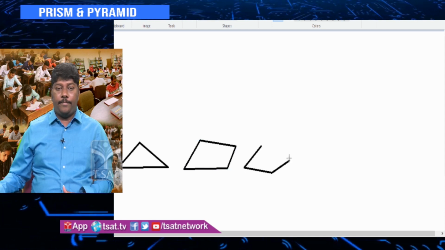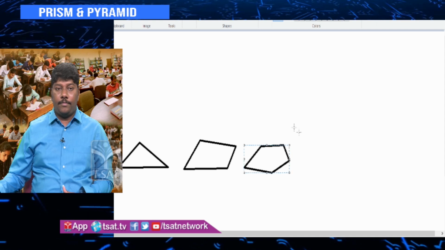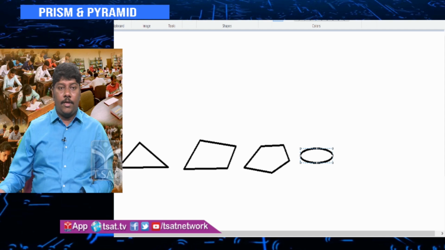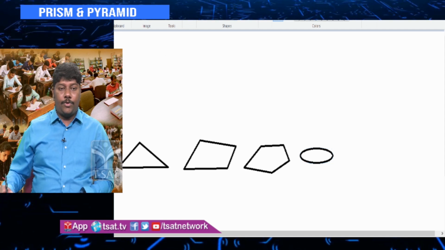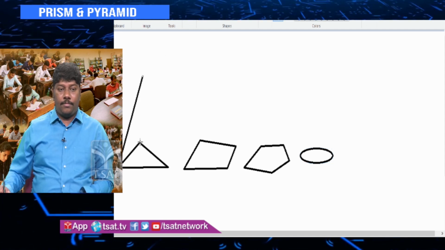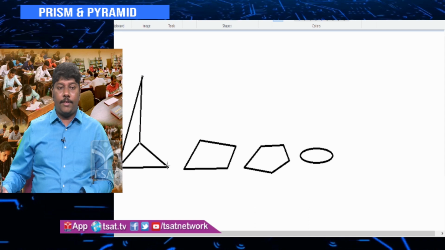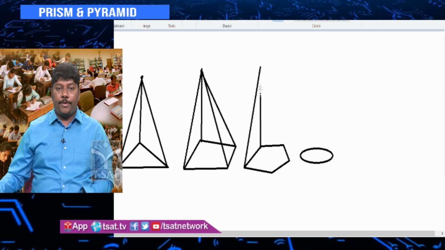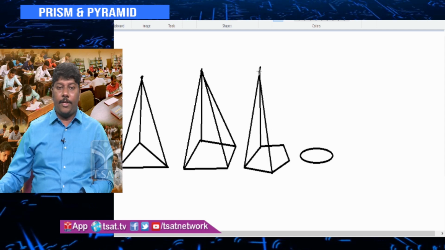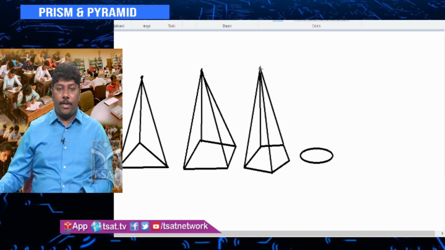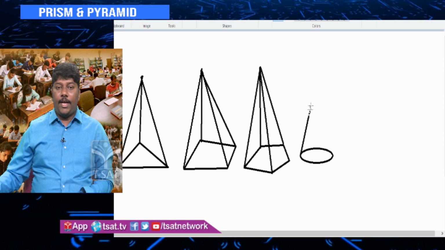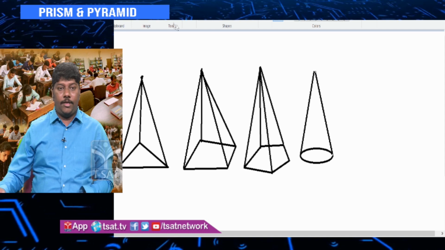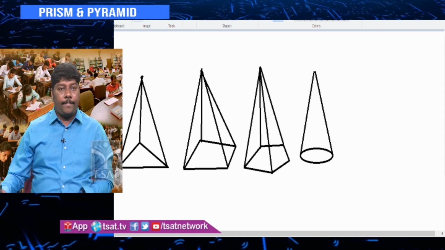I'm just taking a pentagon, taking a circle. A circle is a polygon with infinitely many sides. You join all these vertices to a point, then we will get a pyramid. So this first one is a triangular pyramid, second one is a quadrilateral pyramid, third one is a pentagonal pyramid, and the last one is a circular pyramid. You call it a cone. A circular pyramid is also called a cone.